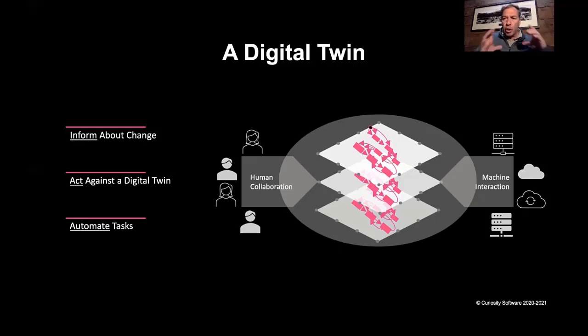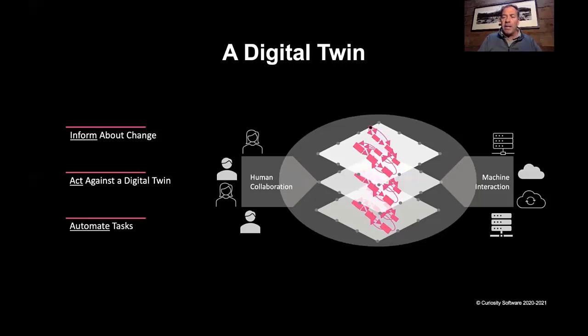The core of this collaboration and machine interaction via the digital twin is what allows us to take this idea of inform, act, and automate to the next level. So inform basically gives the individual who is responsible for a particular point of the process information about change, and only when it's necessary. So the idea of inform in the inform, act, automate sequence is that the right information is delivered to the right person only when it's pertinent.